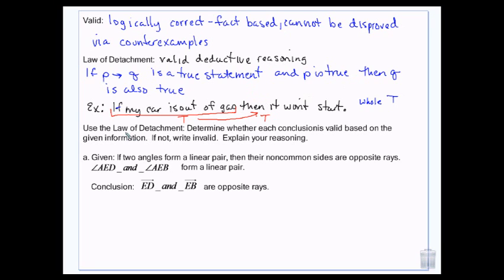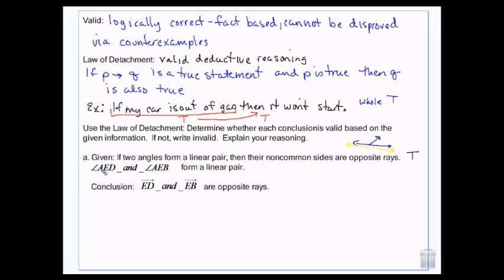So if we have some statements and we want to see if our conclusions are valid based on the law of detachment, it says if two angles form a linear pair, then their non-common sides are opposite rays. So this is my conditional statement. If two angles form a linear pair, well, if we look at that, a linear pair looks kind of like that. Then their non-common sides, those are these sides here, are opposite rays. Is this true?